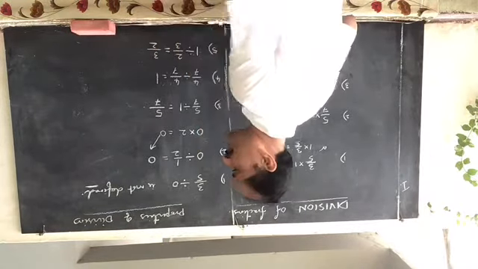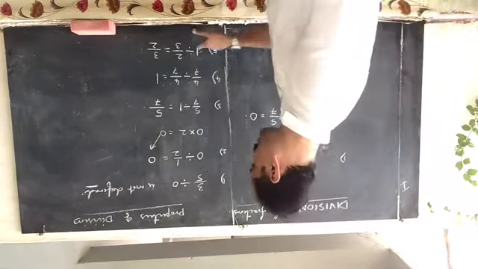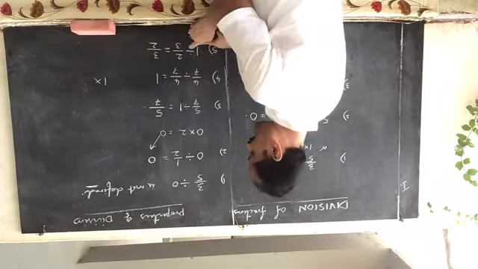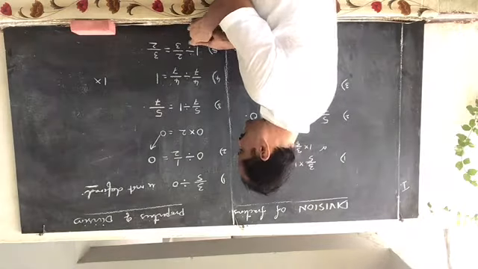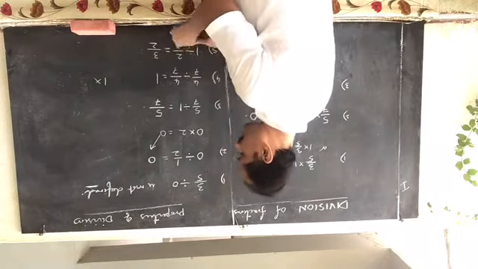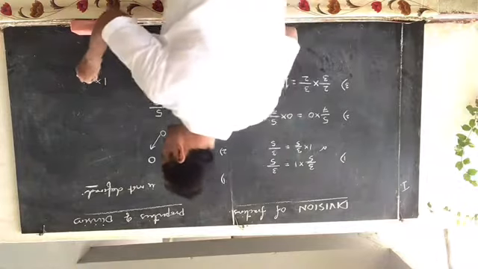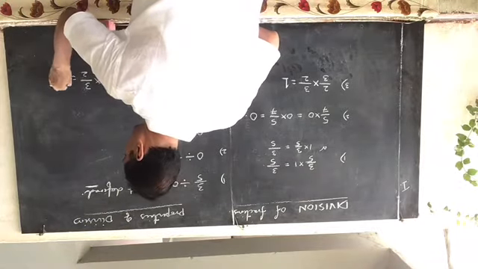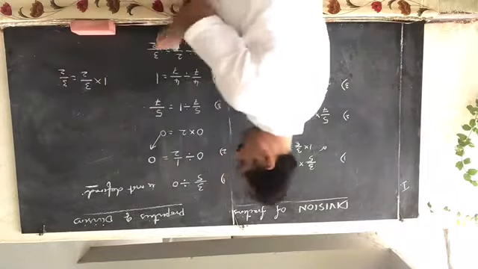That is the reciprocal. How did it come? Let's see. 1 into... whenever you are changing the division symbol into multiplication, you should write down the reciprocal of 2 by 3. Reciprocal of 2 by 3 is 3 by 2. So 1 into 3 by 2, 1 into 3, 3 by 2.